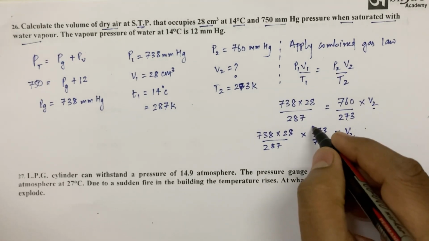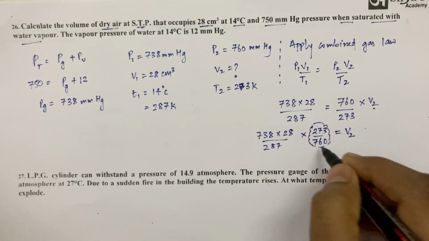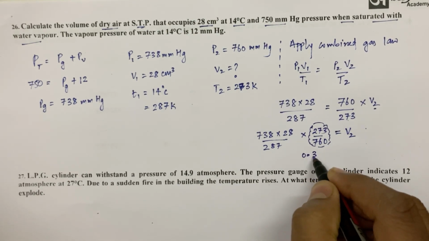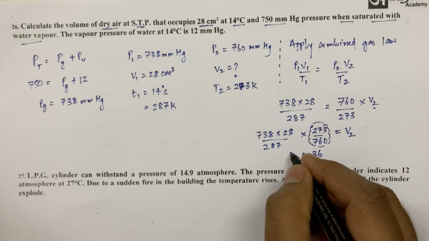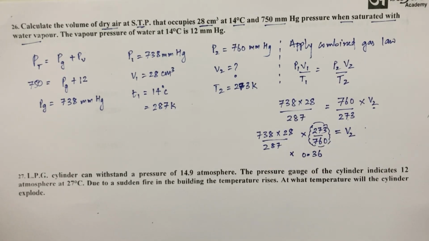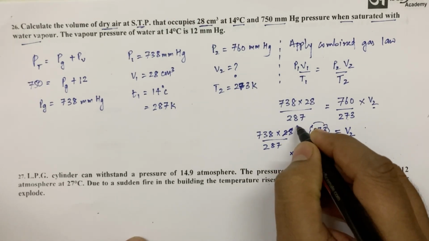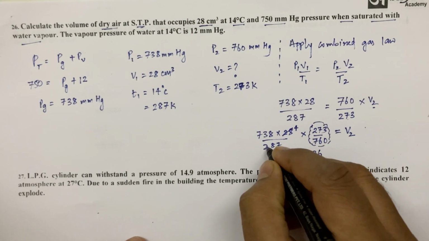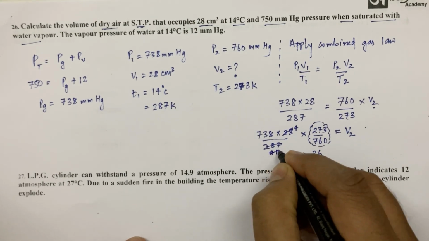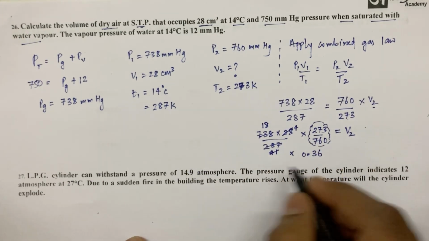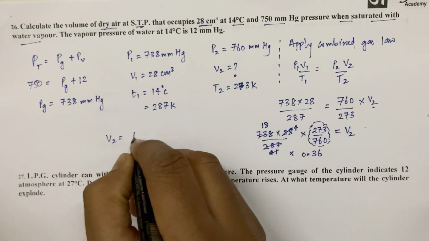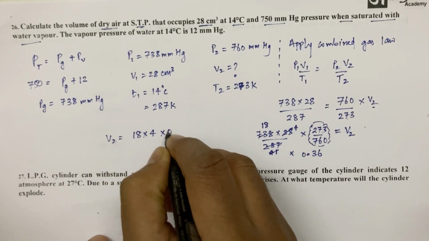Okay, now this ratio 273 divided by 760 is 0.36. Okay, you make this as 0.36. Now what you have to do, you have to simply just do the calculation with respect to this number. Okay, now let's do this. 7 4s are 28, 41s are 41, and this 18. Okay, so now this V2 is equal to 18 multiplied by 4 multiplied by 0.36.